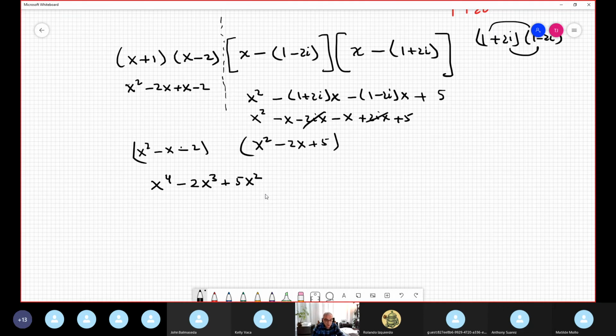Now the next is minus x, minus x cubed, plus 2x squared, minus 5x. Okay, the last one is minus 10, no? Let me see. Wait, the last one. No, the last one is minus 2x, no? Minus 2x squared. Yeah. Plus 4x, minus 10, no?